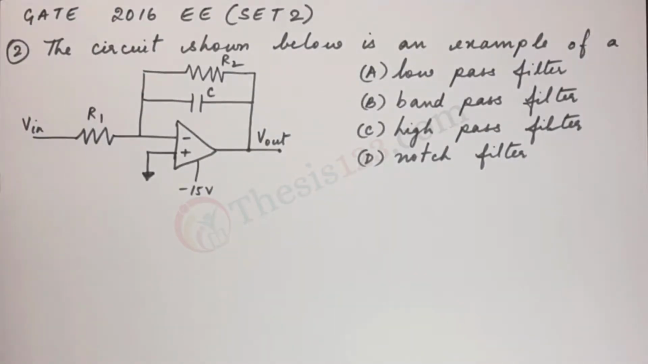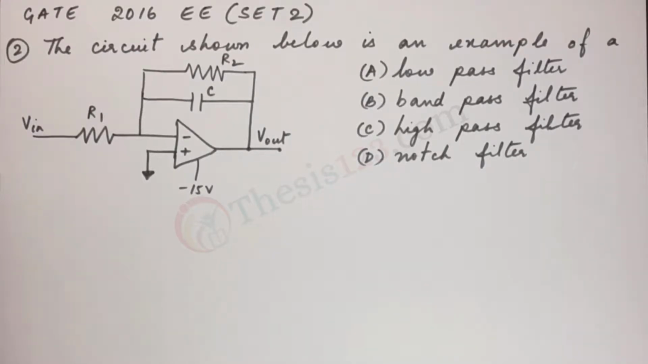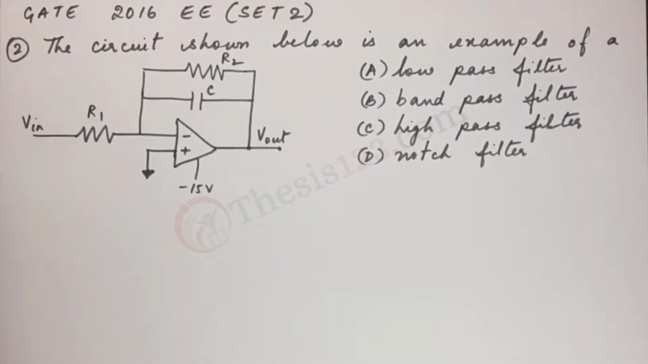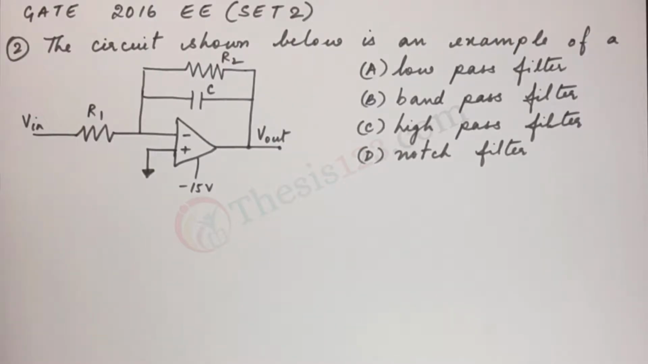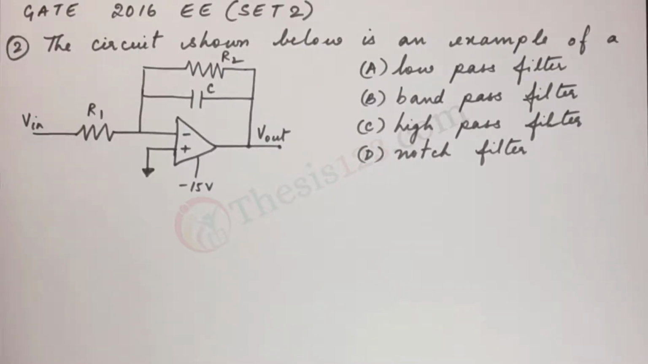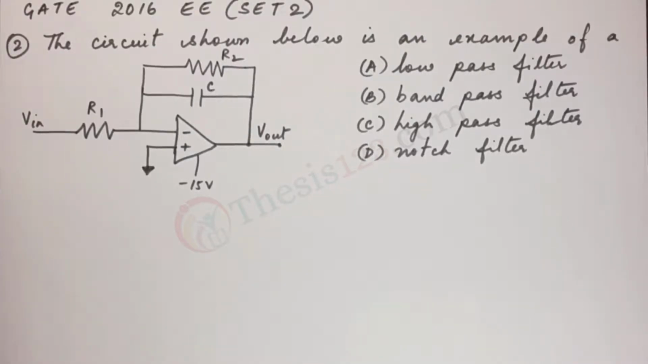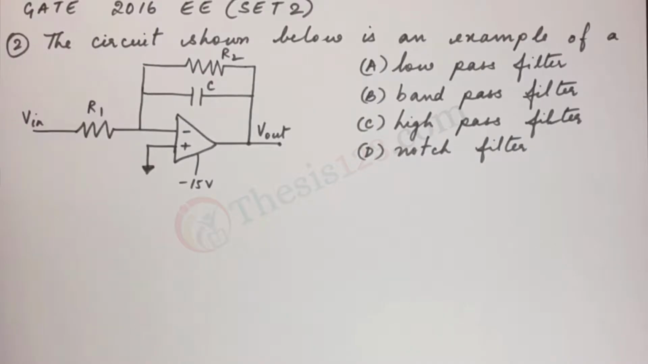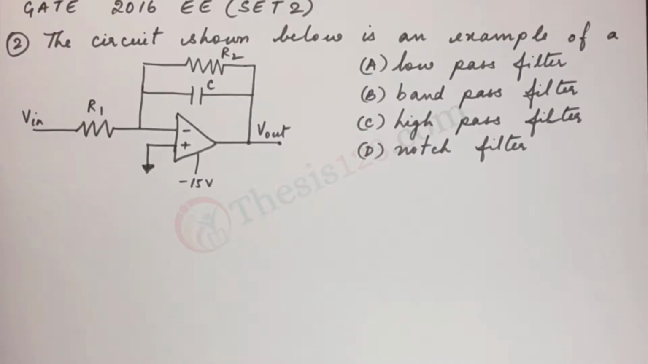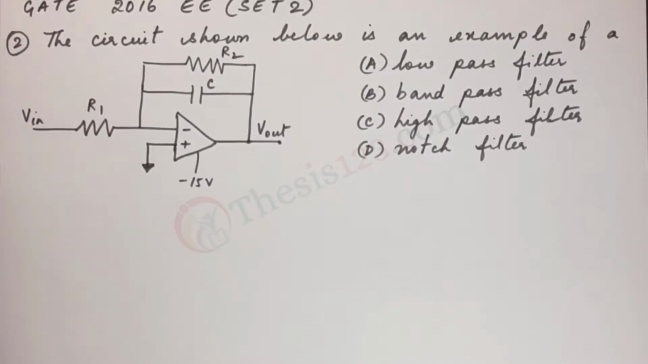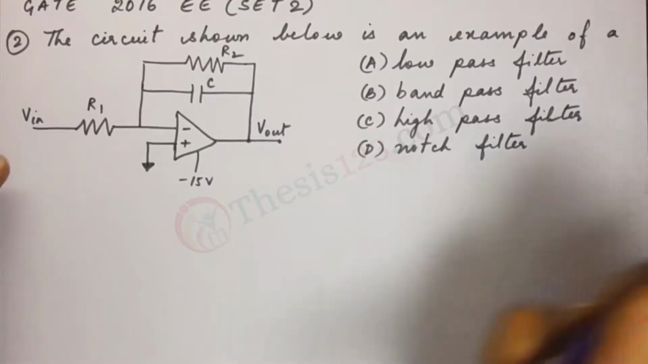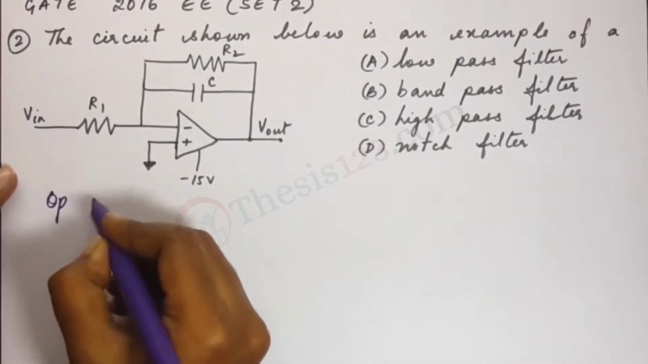Okay, so here's the next question, number 2. This is for 2016 electrical paper set 2. So the circuit shown below is an example of, we have our 4 options, low pass filter, band pass filter, high pass filter and notch filter. Okay, so let's look at the circuit given to us. Now this is an operational amplifier circuit, or also known in short as an op-amp.